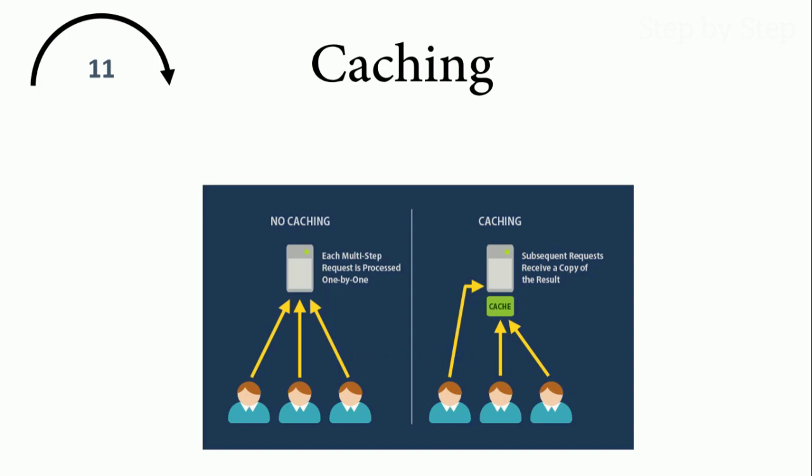Whenever you visit a website for the very first time, the data will be stored inside the cache. You have heard about cache. The data will be stored there, and the second time you visit, the data will be loaded from the cache and displayed to you. With no caching, each multi-step request is processed one by one. If the data is not stored inside the cache, each and every step will be repeated and it will take longer to execute. If the data is stored inside the cache, whenever we request that data, it is going to send us a copy, and it will be very quick. So you should know about caching.